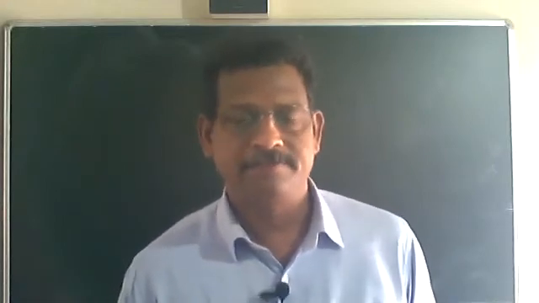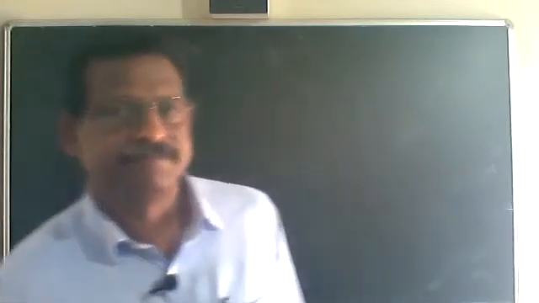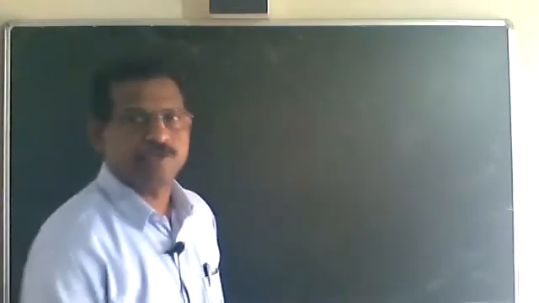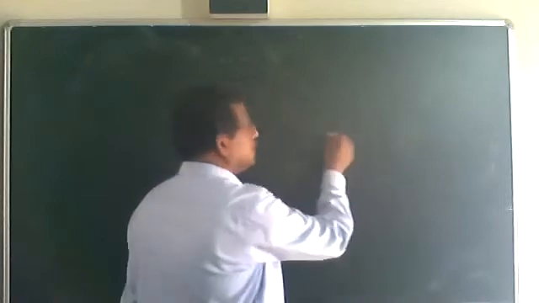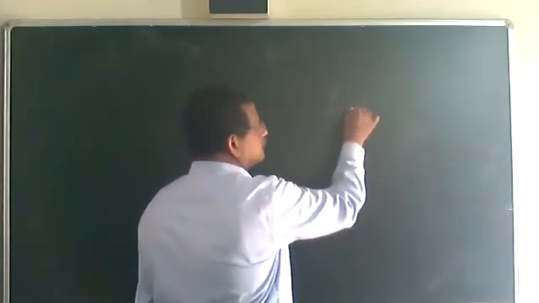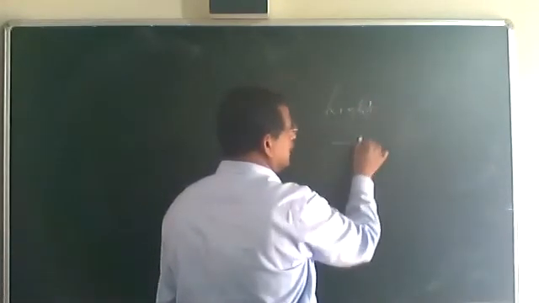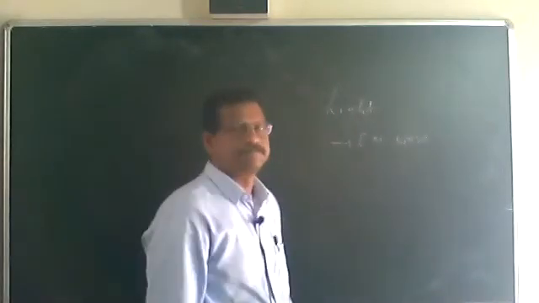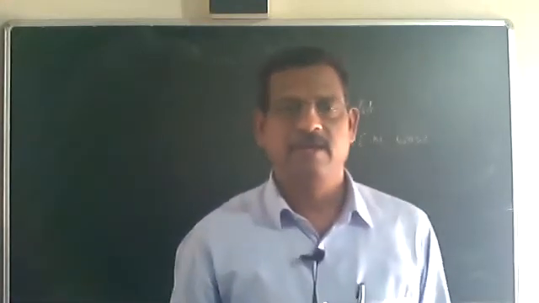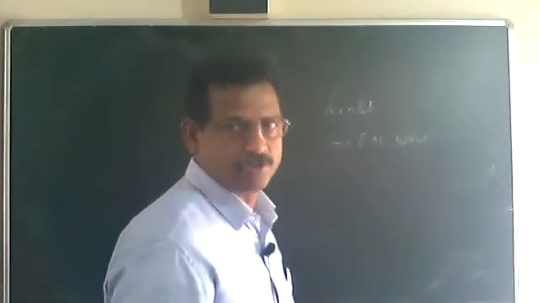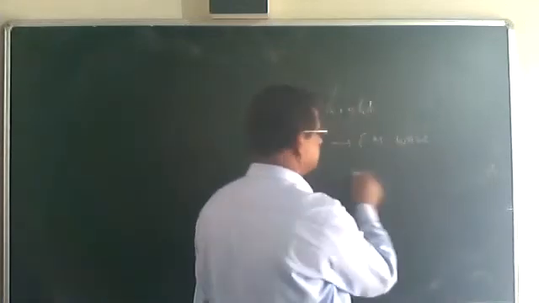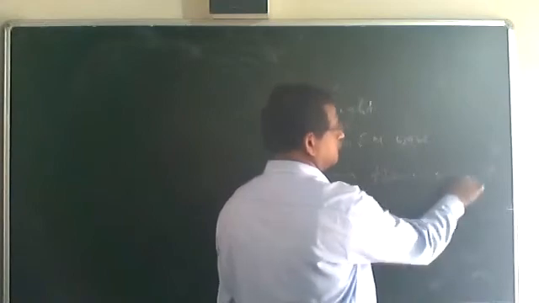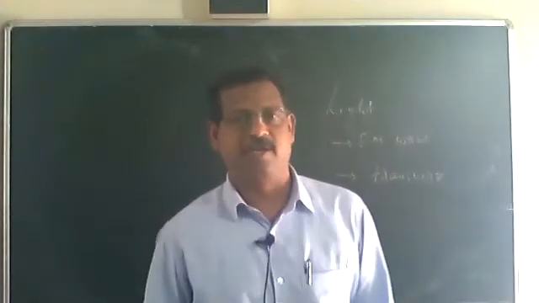So regarding the light, light is an electromagnetic wave and it is transverse in nature. Light is an electromagnetic wave, and it is transverse in nature.